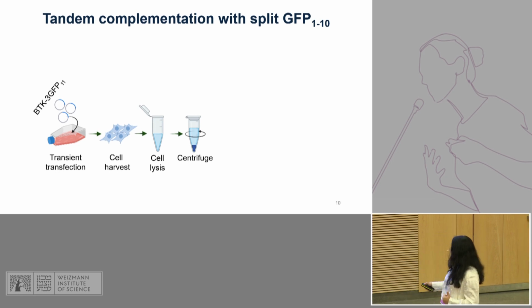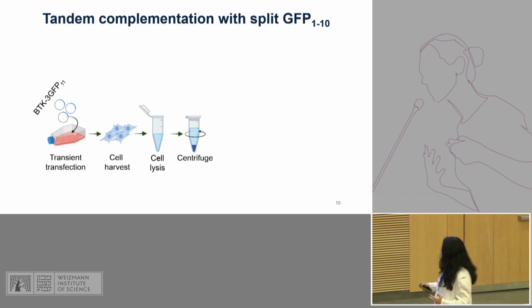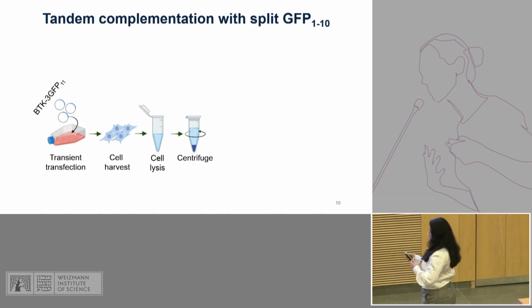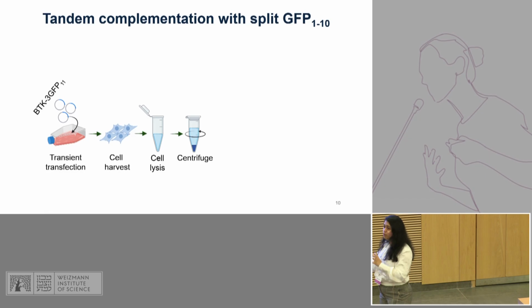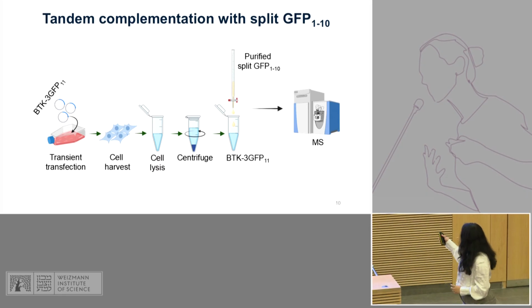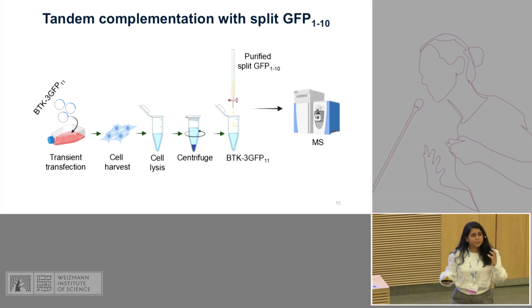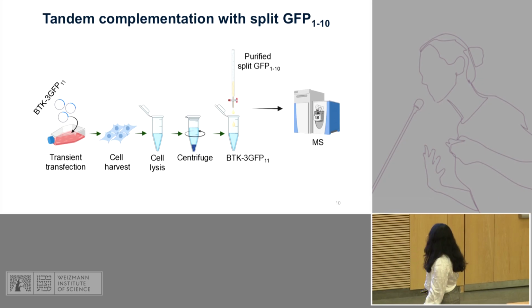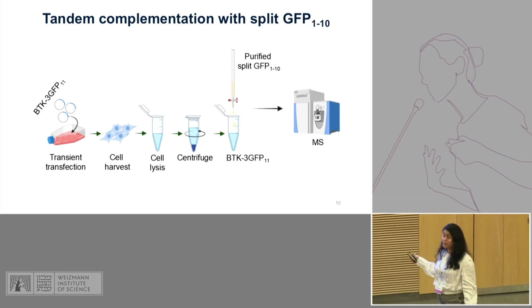We produced the target protein, which was fused with 3 GFP 11 repeats, in human cells. We collected the cells and did the lysis, like the cell breakdown. We collected the crude lysates, and then we just titrated this with a purified split GFP, which was the other longer GFP 1 to 10 part. And then went for mass spec measurement.